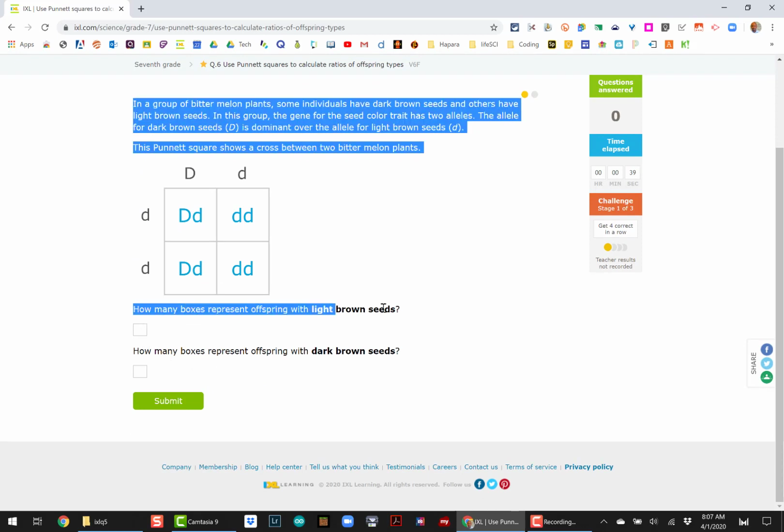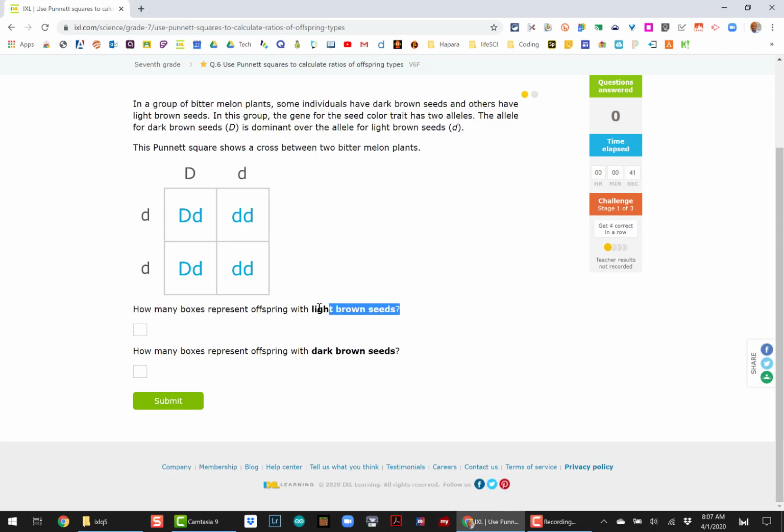How many boxes represent offspring with light brown seeds? Okay, well, let's go back over here at the top. The allele for light brown is recessive in this case. It's a little d. So the only way it'll be light brown is if both of the letters have to be small case d. So which one of those? There's one box right here and there's one box right there. So let's type in number 2.